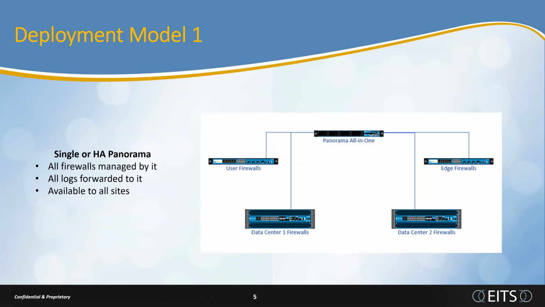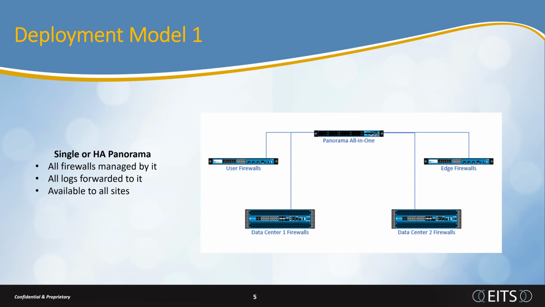So let's look at a couple different deployment models. So this is the very common one that you see more than anything else. Maybe you have a single Panorama box. It could be physical. It could be virtual. That could be an M200. That could be an M600. All the firewalls are going to be managed by it. And it's also going to take all the logs in. It's going to do this across multiple sites. So you can see we've broken out user firewalls, edge, and 2 different data centers. Maybe user and edge and data center 1 are all in the same physical location, and data center 2 is an HA site. But still, it's the same box or same pair that's actually managing and logging everything.